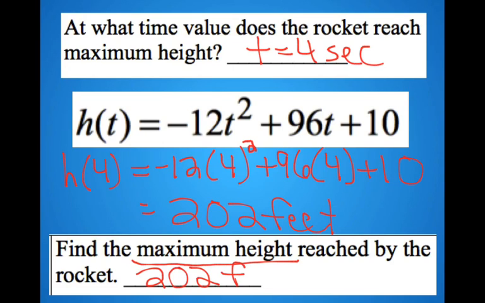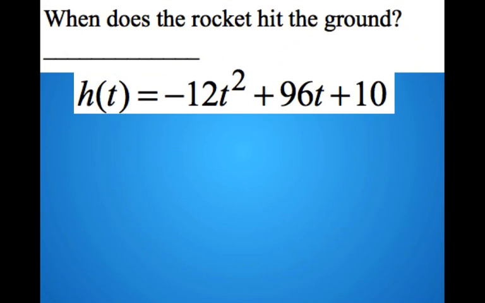202 feet. And that's because it's the vertex. So the vertex of the parabola is (4, 202). It's the highest point that the parabola reaches. When does the rocket hit the ground? Well, that would be when the height is 0.